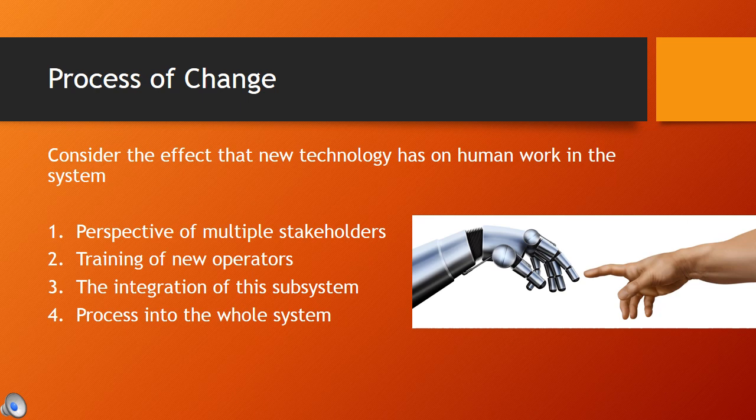After listing all those new main technologies, now consider the effect that these technologies had on human work in the system. I am sure that when the GPS system, for example, was invented in 1978, some workers would reject it and still use maps instead of the modern GPS system.